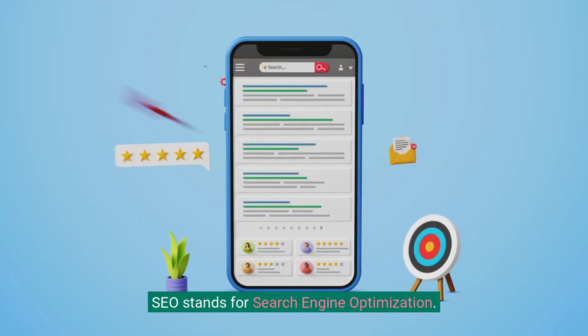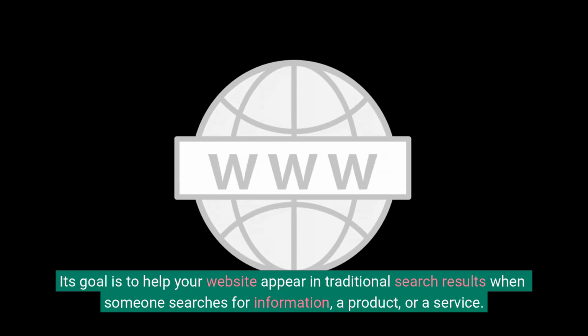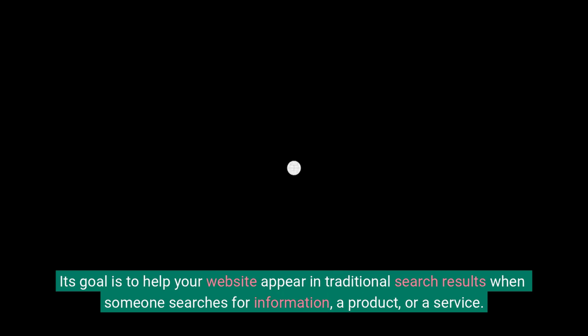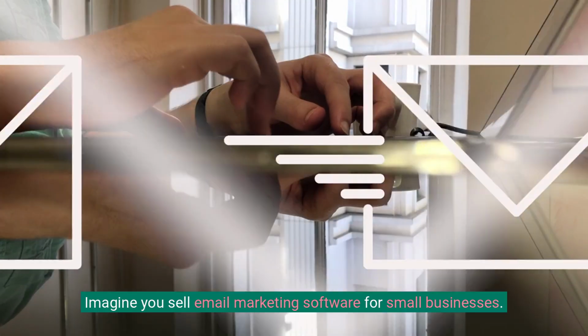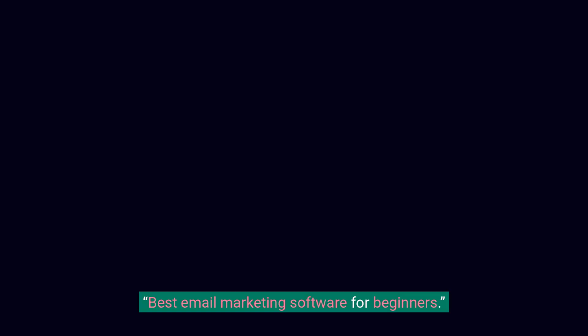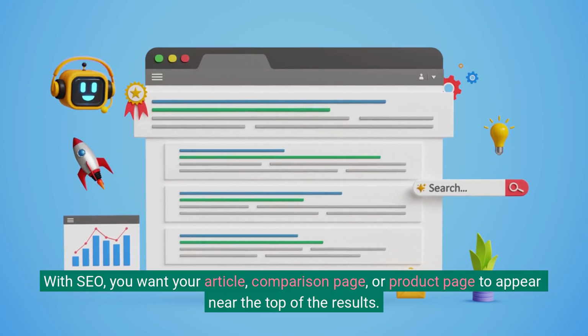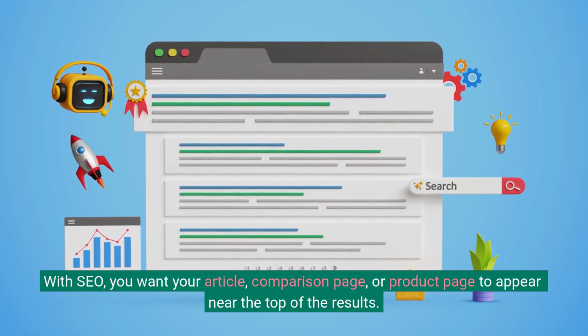SEO stands for Search Engine Optimization. Its goal is to help your website appear in traditional search results when someone searches for information, a product, or a service. Imagine you sell email marketing software for small businesses. Someone searches best email marketing software for beginners. With SEO, you want your article, comparison page, or product page to appear near the top of the results.